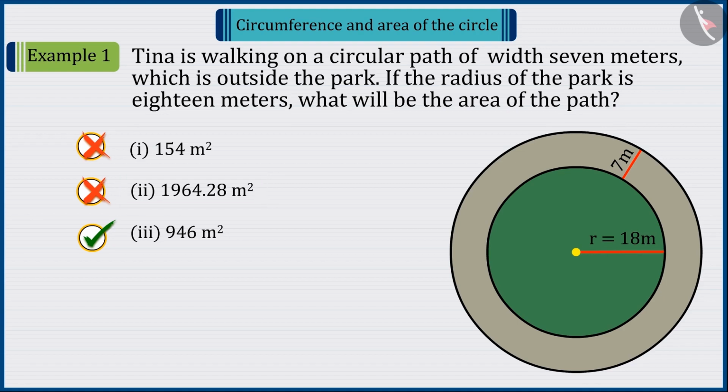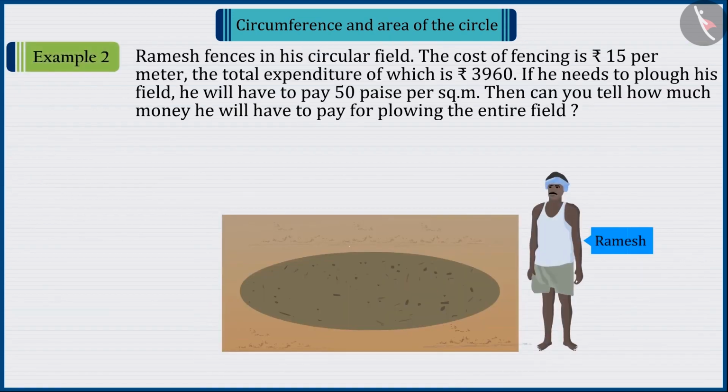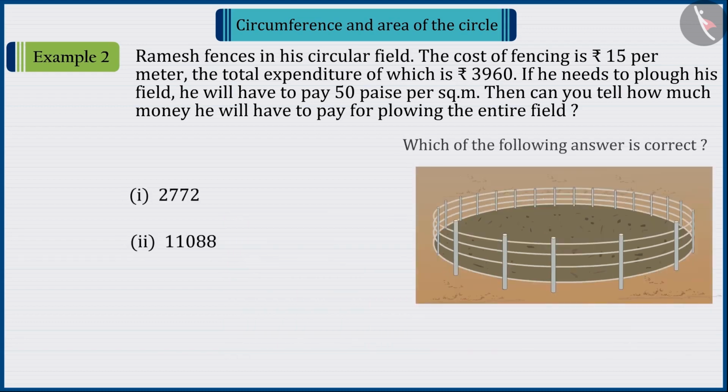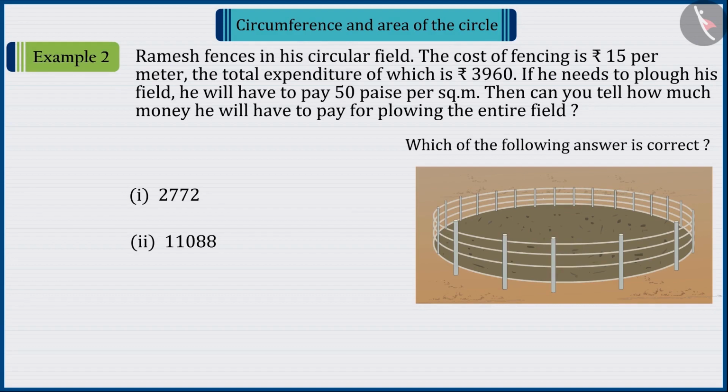Let's look at another example. Ramesh fences in his circular field. The cost of fencing is 15 rupees per meter, the total expenditure of which is 3,960 rupees. If he needs to plough his field, he will have to pay 50 paise per square meter. Then, can you tell how much money he will have to pay for ploughing the entire field? Which of the following answer is correct? Pause the video to solve the question and then match your answer.